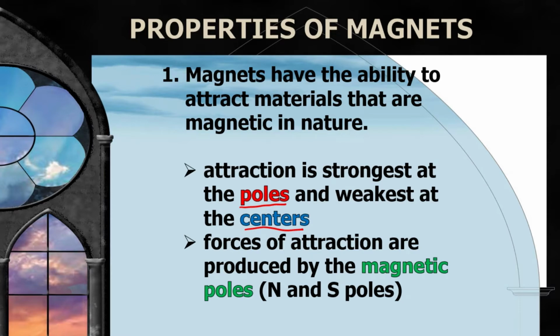So pag sinabi nating forces of attraction, these are produced by the magnetic poles that we have, which are the north and the south poles. So when the opposite poles of magnets are placed together, you will notice that there will be an attraction happening between them.